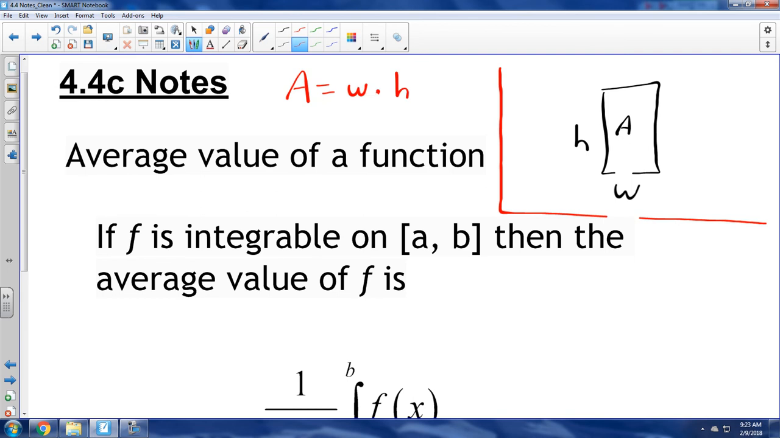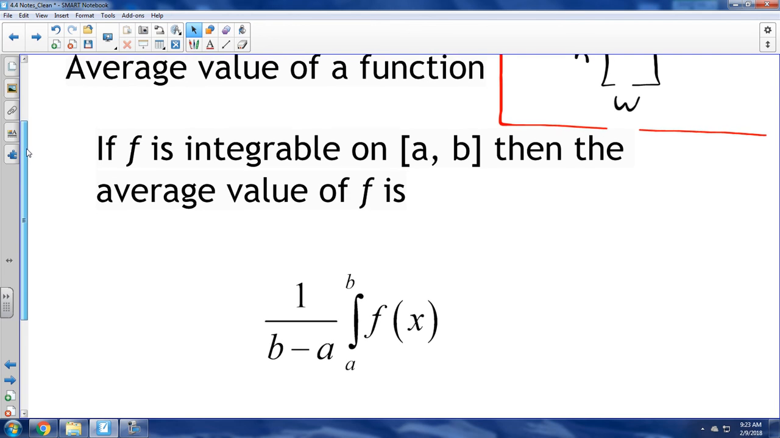If you think about it, and you want to know the average height, the height of something, how would you solve this for height? Well, you divide by width. So if you took the area of something and divided it by its width, you'd have the height. So what we're going to do is take the area of a region and divide it by the width of that region, and that's going to give us the average height of that region. You might not understand it until you see it, but I think seeing it will really lock it in.